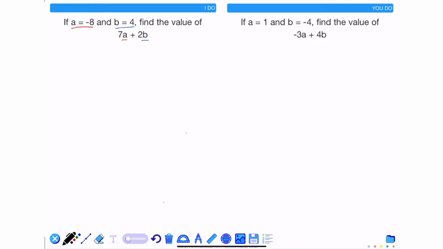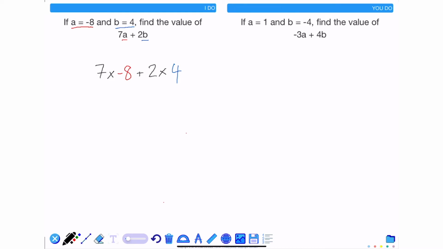To look at the problem, I have 7A, which is short for 7 multiplied by A. So 7 times -8. Add 2 times the value of B, which is 4. Whenever we're evaluating a calculation, make sure that you always use the correct order of operations.